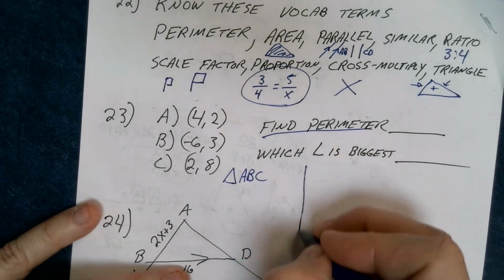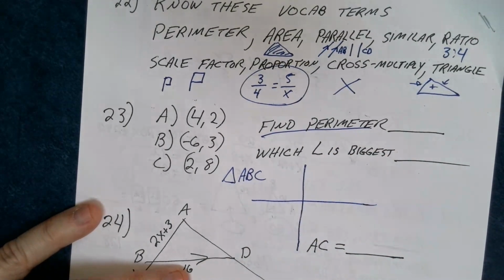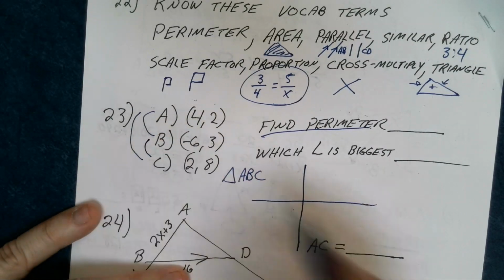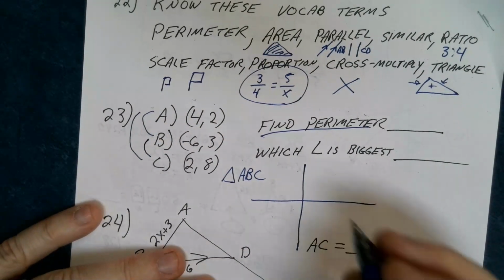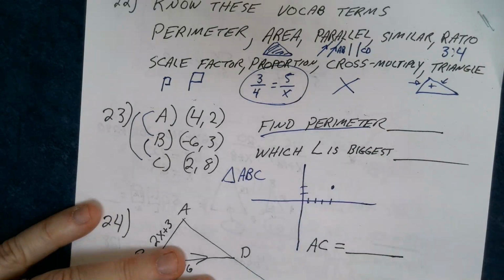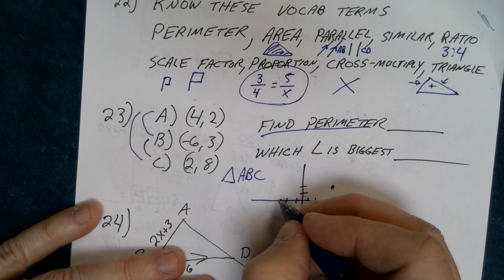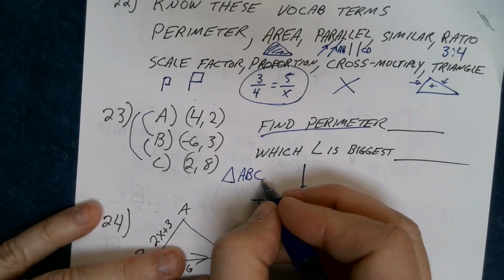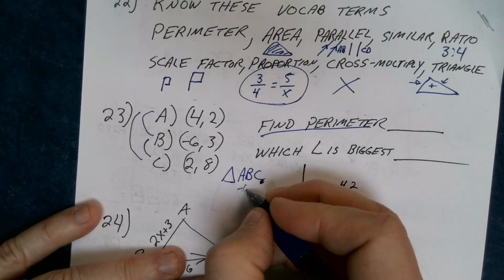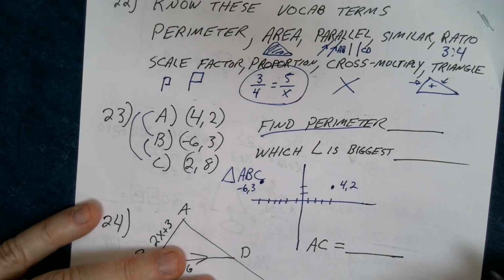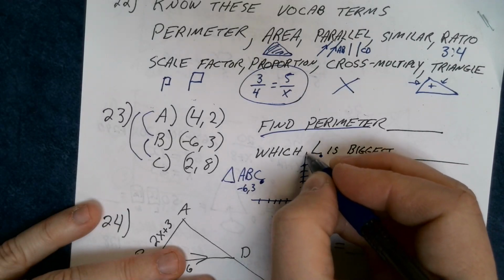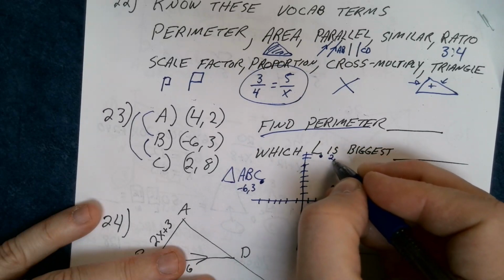So I can do this, if it helps you, because I need to find the distance from A to B, the distance from A to C, and the distance from B to C, and then add all three of those distances up. So I might go here, 1, 2, 3, 4, 1, 2. So 4, 2 is here. Negative 6, 1, 2, 3, 4, 5, 6, and 3, that's up here. Negative 6, comma 3 is here. And C is 2, comma 8, that's way up there. 3, 4, 5, 6, 7, 8.